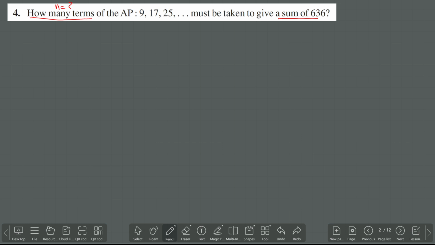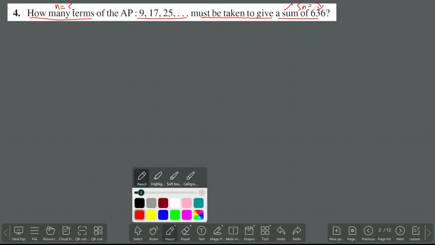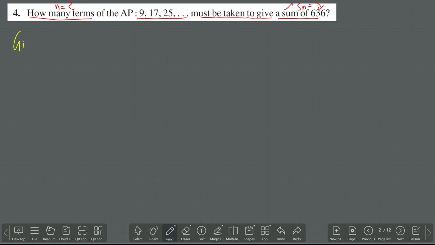Now, how many terms in the sense we have to find n. n equal to question mark. They take this AP and give the sum. AP sum in the sense sum of n terms is the meaning. Sum of n terms, they are telling 636. Do you understand, children? So we'll go to the given AP. What is the AP? 9, 17, 25, it's going on, and the Sn value they have given is 636. We have to find n.